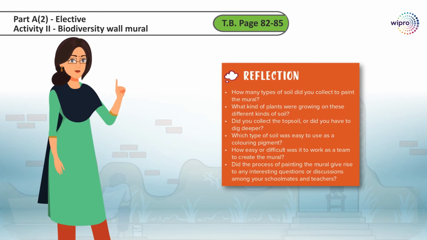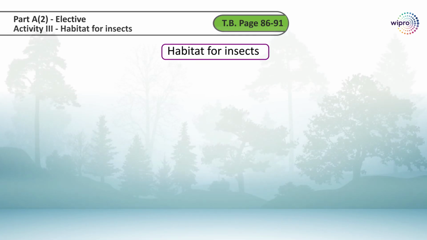Example: how many types of soils did you collect to paint the mural? What kind of plants were growing on these different kinds of soil? Did you collect the topsoil or did you have to dig deeper? In this activity, we'll build a home for insects.